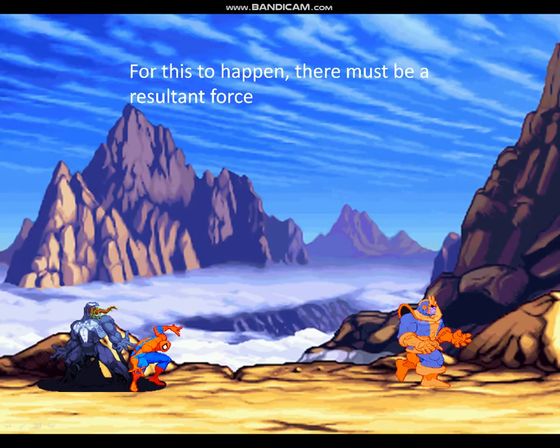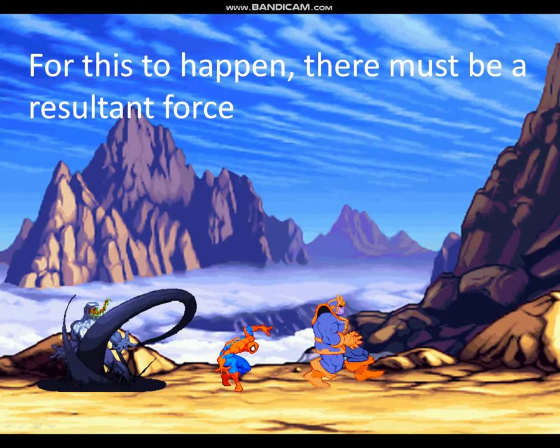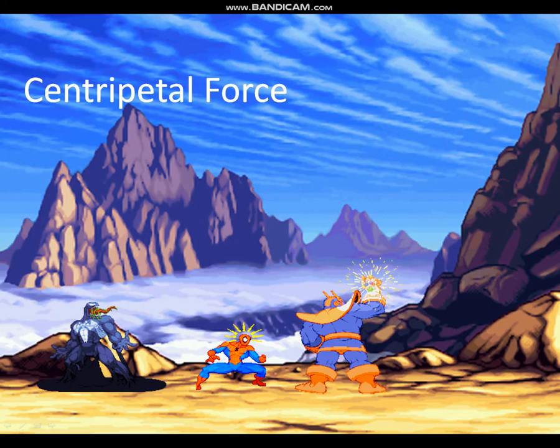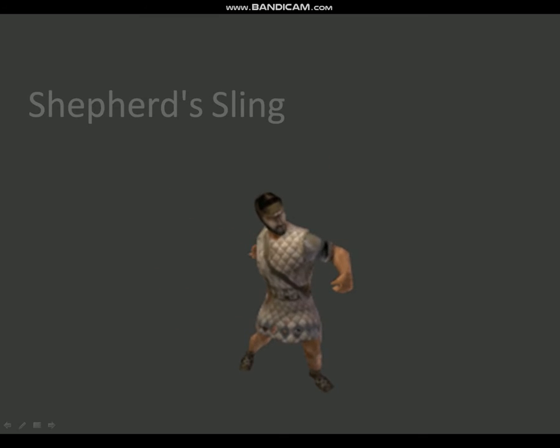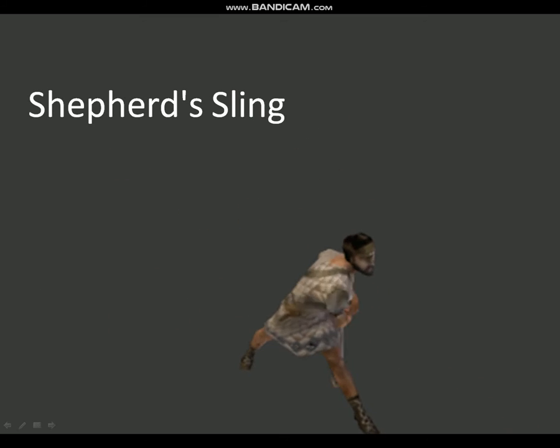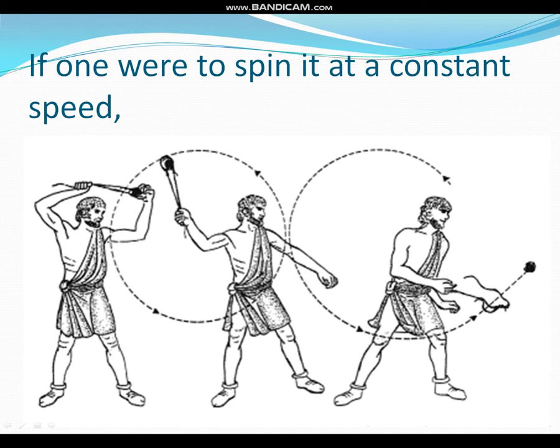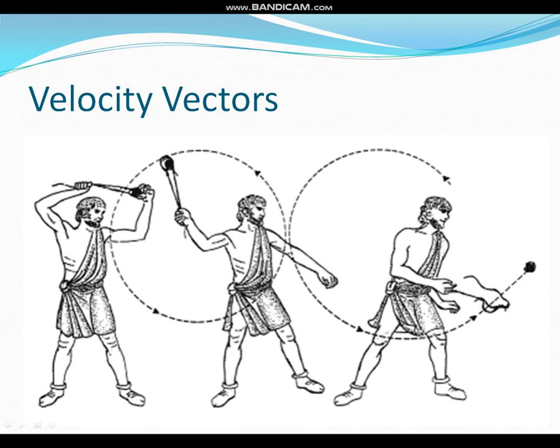But for this to happen, there must be a resultant force. We call it the centripetal force. A good example of this is the shepherd's sling. If one were to spin it at a constant speed, one can see the velocity vectors as shown by the arrows.